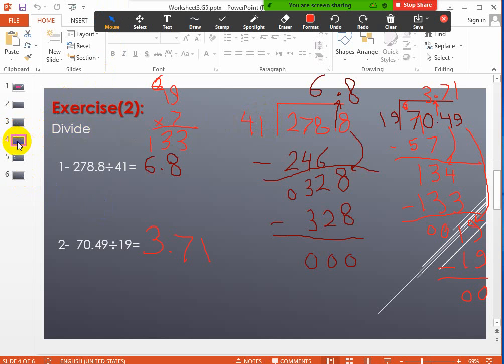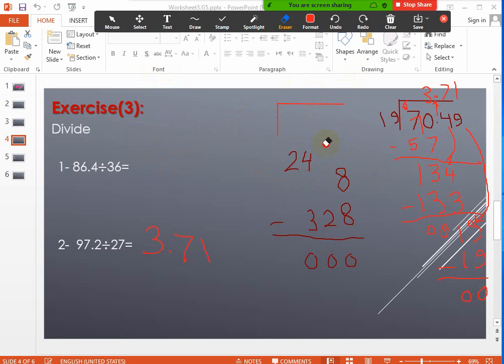Okay, let's move now to the next slide. Another numbers to divide. I will erase only the first one. Now I want to divide 86.4 divided by 36. Okay, let's divide it.